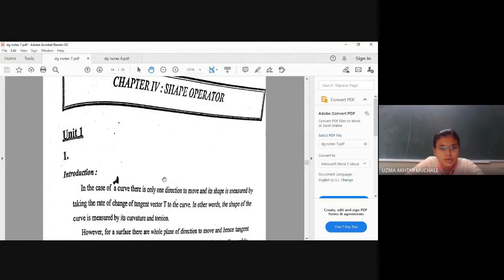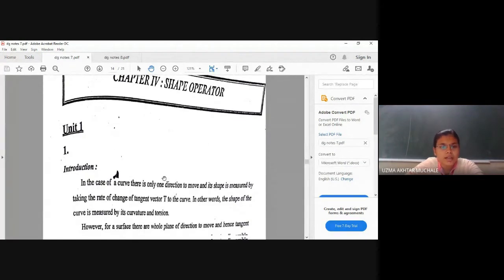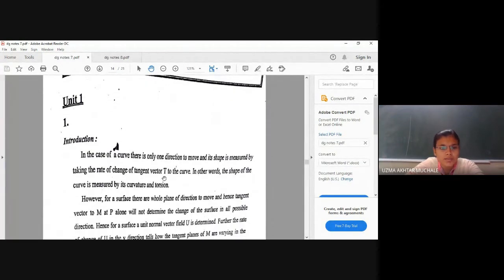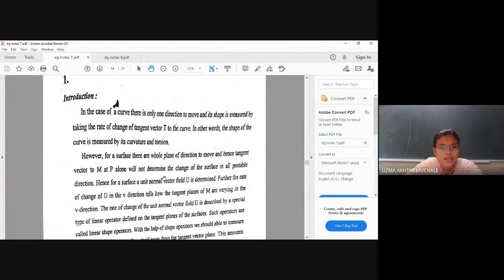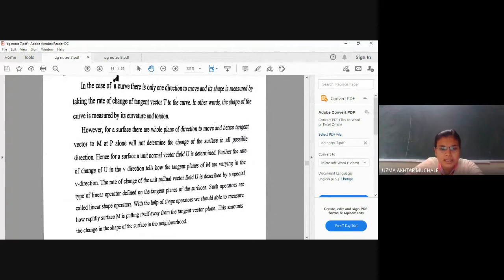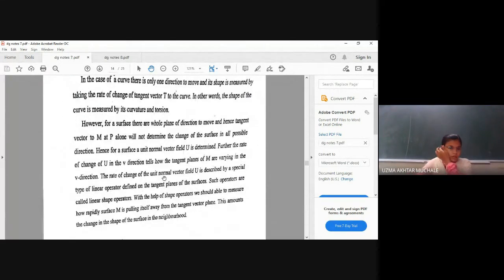Friends, as in the last lecture, we are going to start the shape operator. That is the last unit in our differential geometry syllabus that we have prescribed in our university. So, we have already discussed what we are going to see in the shape operator. That means whatever we have seen for our curve.